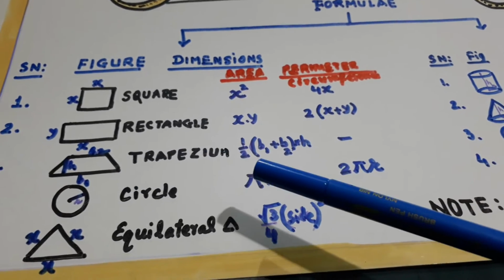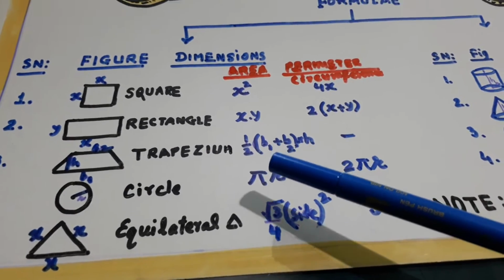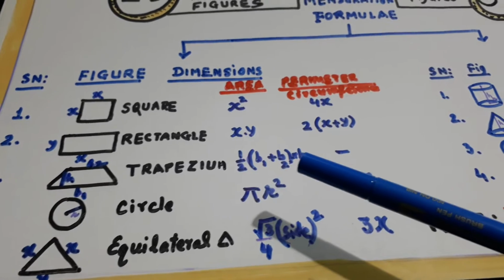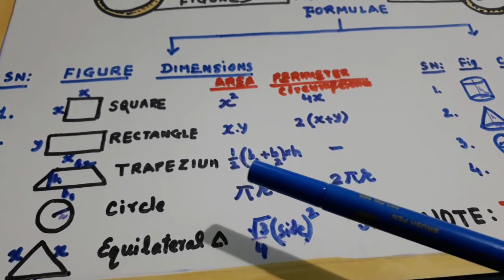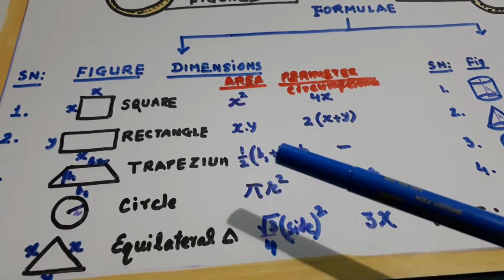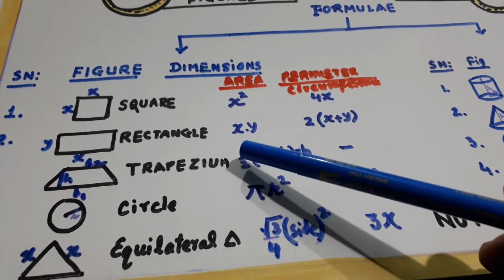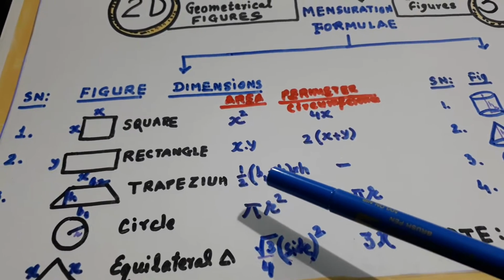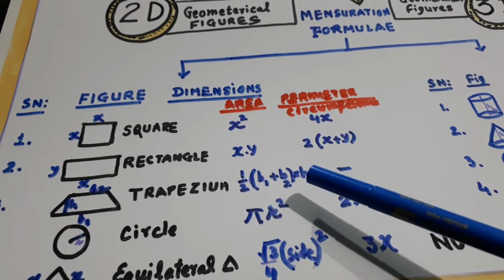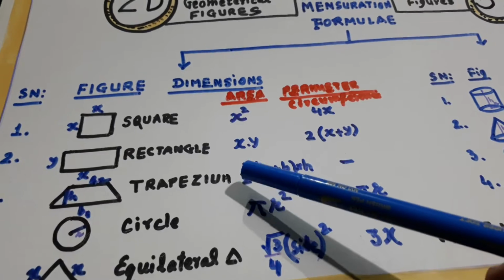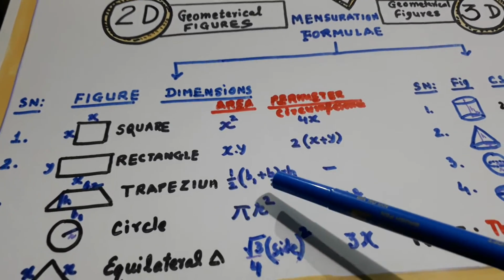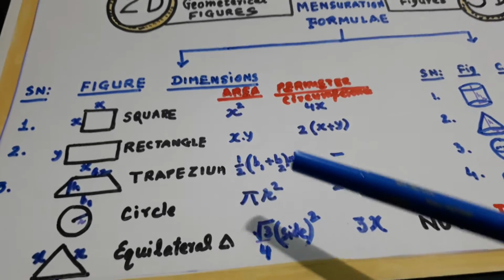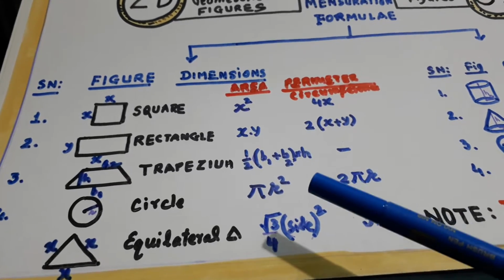Trapezium. The area is half, base 1 plus base 2, into h. मजाक में कैसे याद रखना है? This h you write here, h by 2. So b1 means BB number 1 plus BB number 2, और h by 2 हस्बैंड के दो टुकड़े हो जाते हैं जिनकी दो बीवियाँ होती हैं, BB number 1 and BB number 2. Half B1 plus B2 into h is the area. This is how you can remember it with all fun.